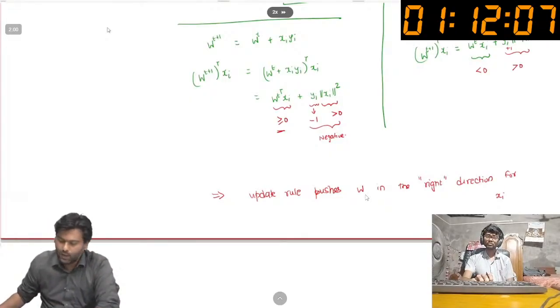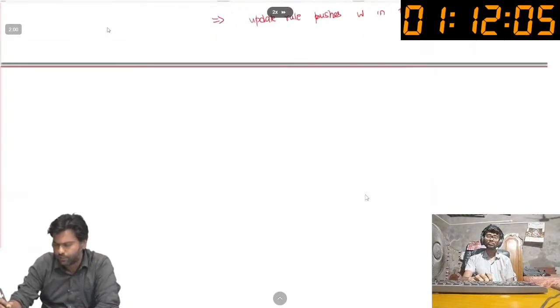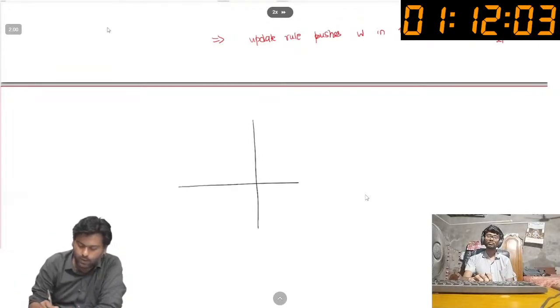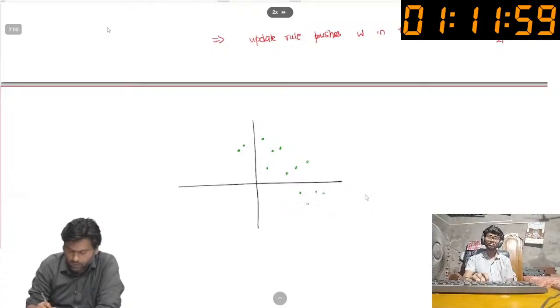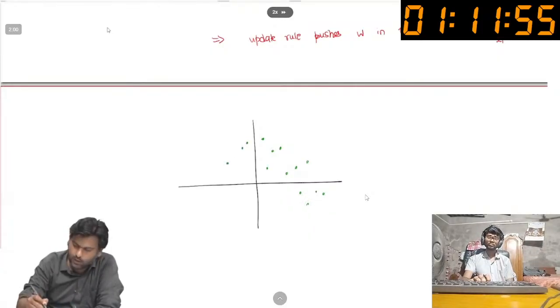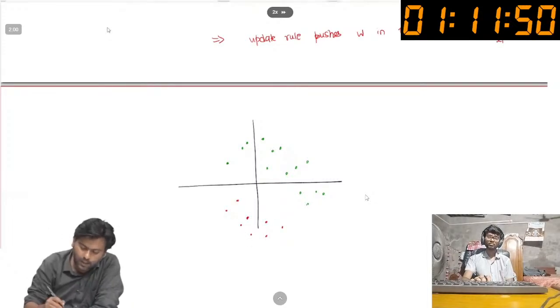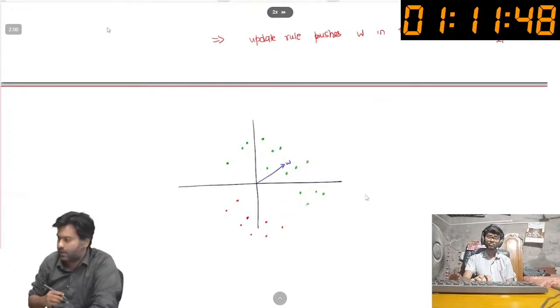Well, let's see an example to understand this in action. So let's say here is our data set. This is a simple example where I'm going to put some points here. Maybe there are some points like this, and maybe there are some points like this. So this is my labeled data set that I have in my hand, and let's say currently I have a w like this. This is my current w.